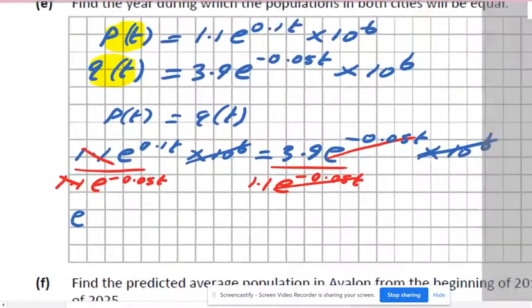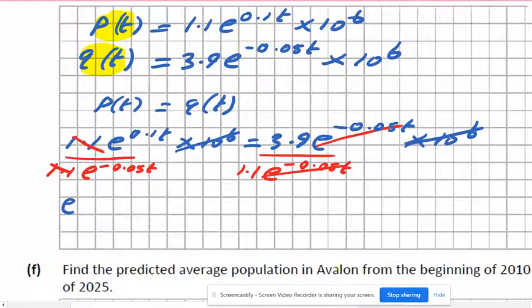The two powers are e to the power of 0.1t, and you can subtract the other power, which is below the line, which is already a minus, so it's minus 0.05t. And that's equal to, on the other side, 3.9 over 1.1. So again, on the calculator, 3.9 divided by 1.1, and you get 39 over 11, which is 3.5454.